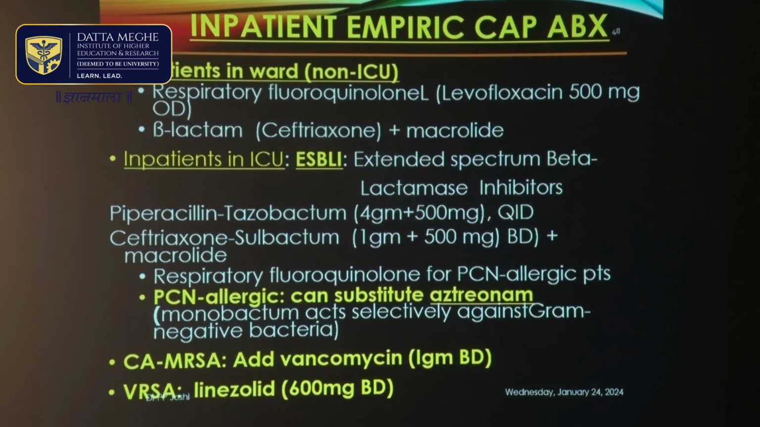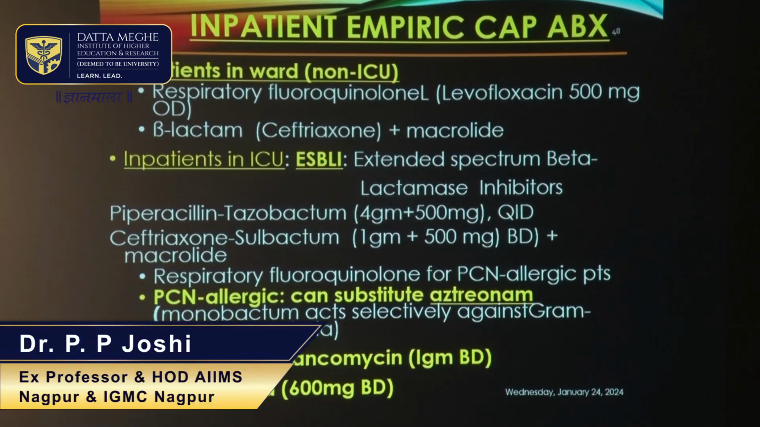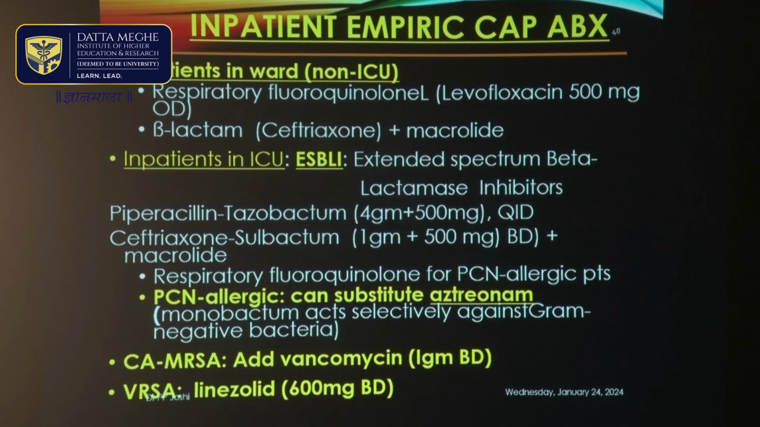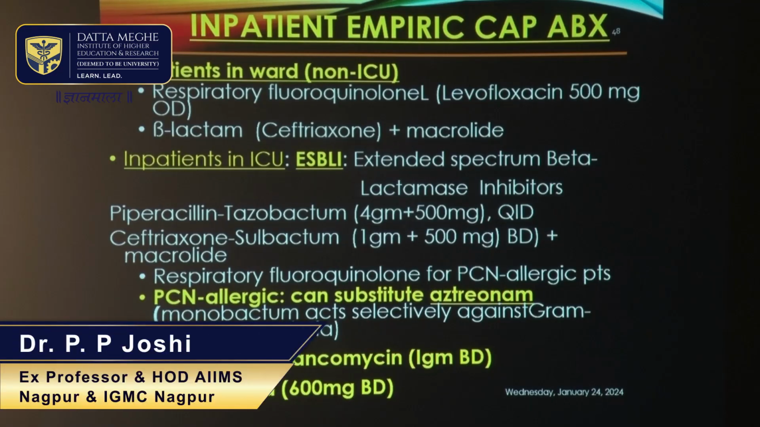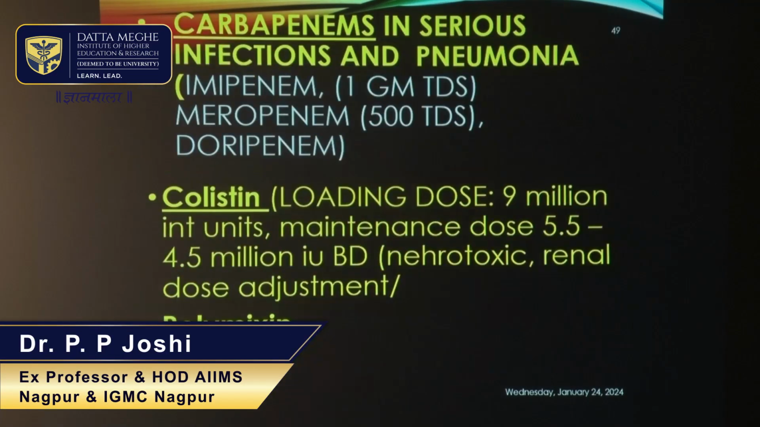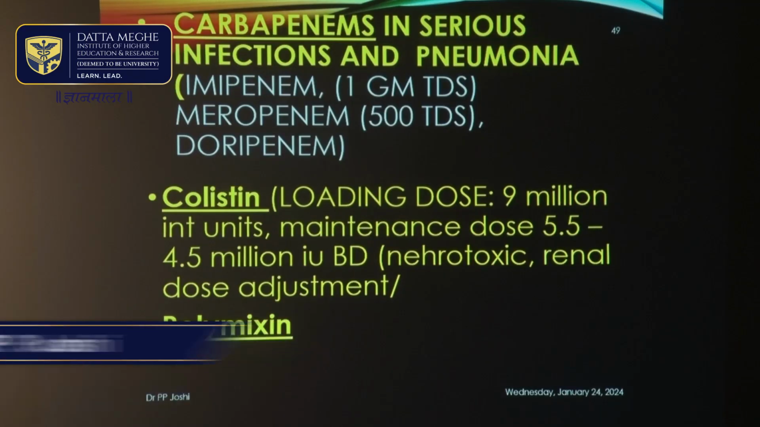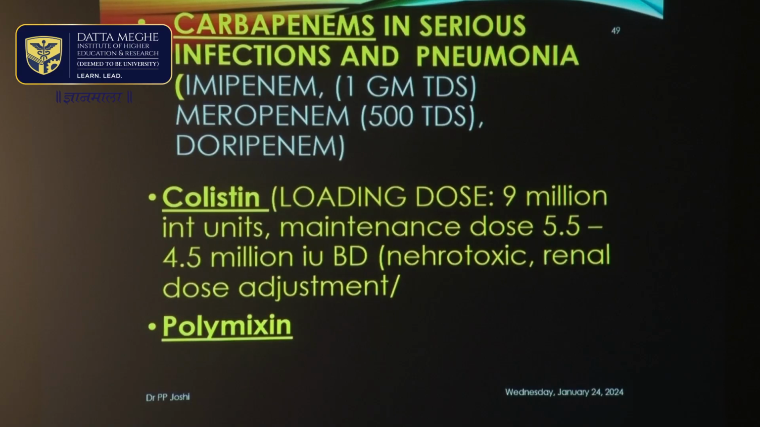If the patient has community acquired methicillin resistant Staphylococcus aureus infection, then we need to start with vancomycin 1 gram twice a day, and if there is resistance to vancomycin, that is VRSA, vancomycin resistant Staphylococcus aureus, we need to start with linezolid. So these are the antibiotics we have to start in patients who have community acquired pneumonia with typical presentation because of bacterial infection, and we can also start carbapenems in more severe cases, in patients who are hospitalized, especially patients who have hospital acquired pneumonias.